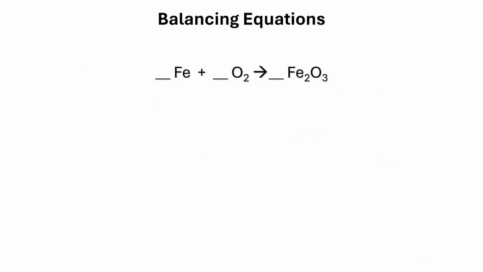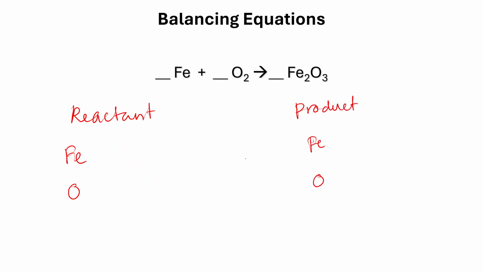Let's look at this chemical equation. Iron and oxygen will react with each other to form iron 3 oxide. Iron and oxygen are the reactants and your product is iron 3 oxide. So the first step is to count the number of atoms on each side. So if you take the reactant side, in the reactant side you have iron and oxygen. In the product side you have iron and oxygen, but it's in the formula.